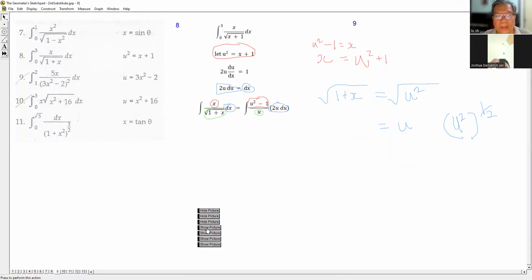No question. Okay. So now the x becomes u square minus 1. The dx becomes 2u du. The square root of 1 plus x becomes u. I try to simplify. The u and u can cancel away. The 2 you put in front. So I put the 2 in front. It becomes u square minus 1 du.